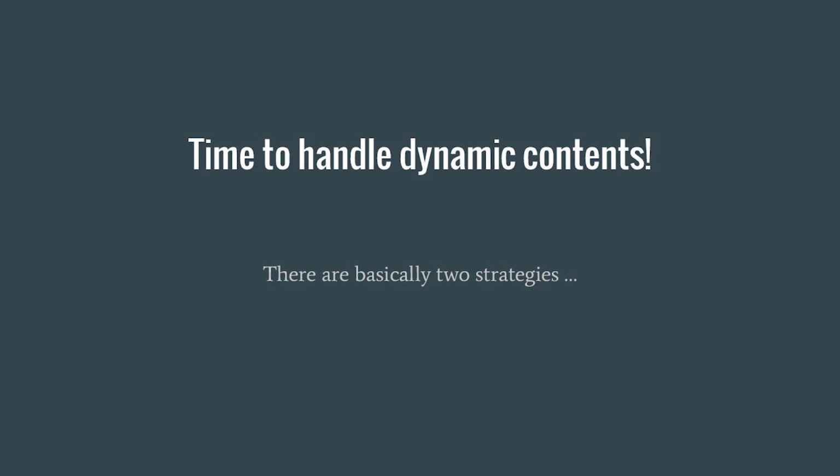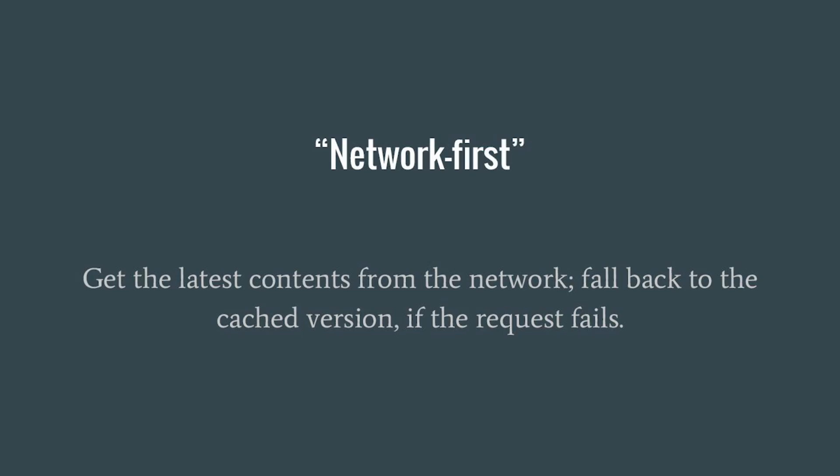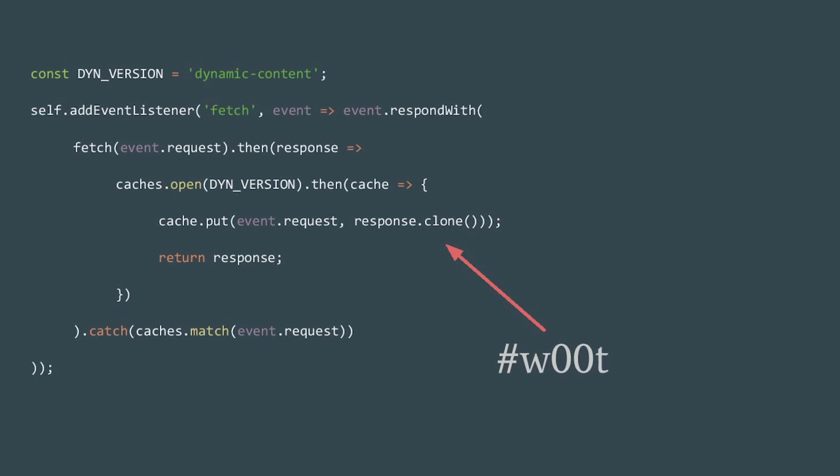There are basically two strategies when it comes to dynamic contents requested during the runtime. And the first one is network first. So you immediately forward the request to the network, and if it fails, you look up in the cache if you have an old version. And if it succeeds, you update the cache and you serve the response to the web app. There's a little bit more code about this approach.